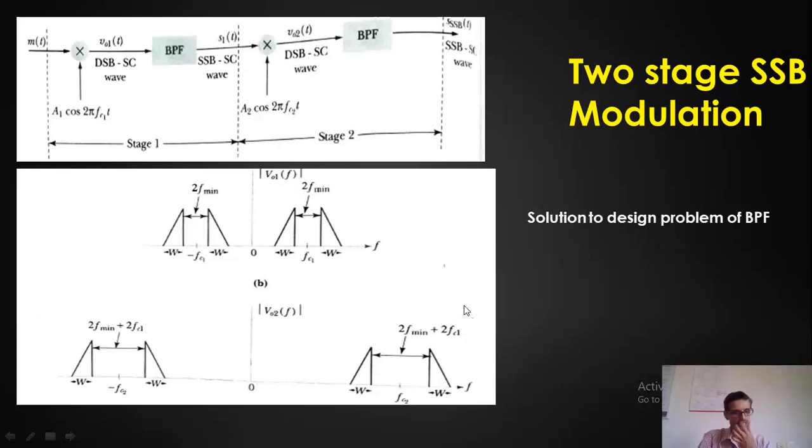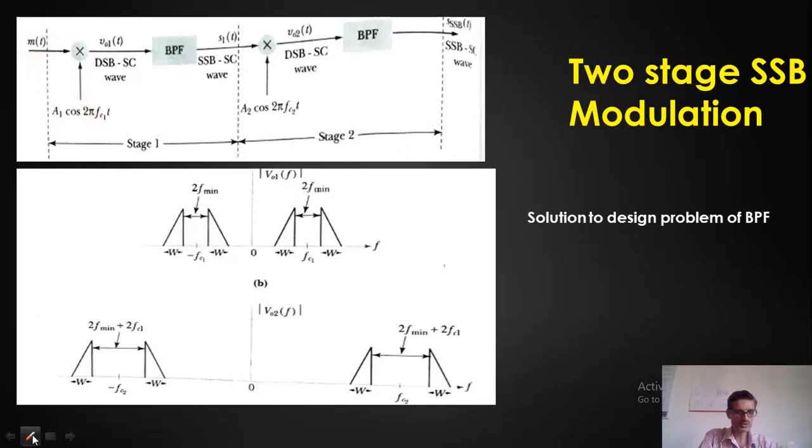So what exactly I am doing here is using a two-stage SSB modulation. This portion is the first stage, and this is the other stage. I am using the same product modulator and band pass filter, and the output of the first stage is given to the second stage. So we are using two different carriers here, one with frequency fc1 and the other with frequency fc2, and usually fc2 is more than fc1. When we multiply the message signal with the carrier, we get a double sideband suppressed carrier signal, which means the message spectrum is shifted by fc1.